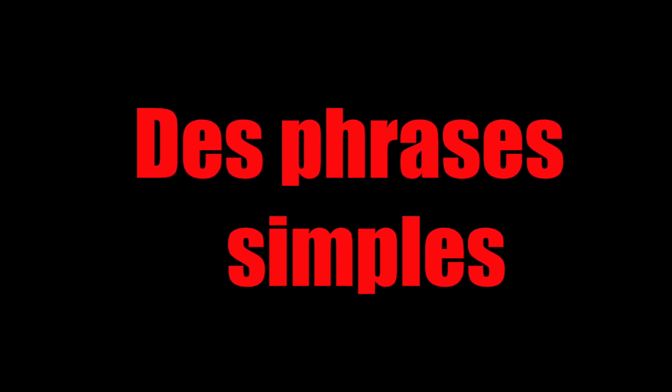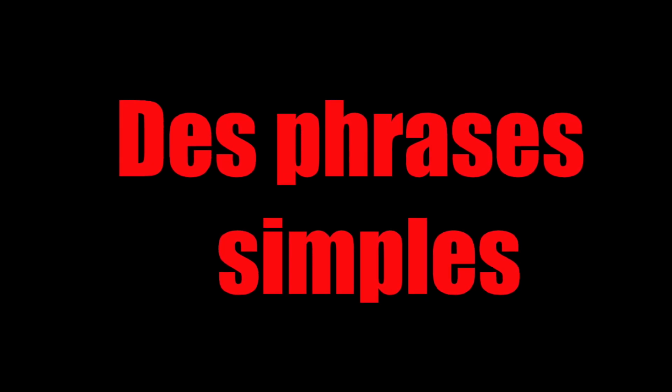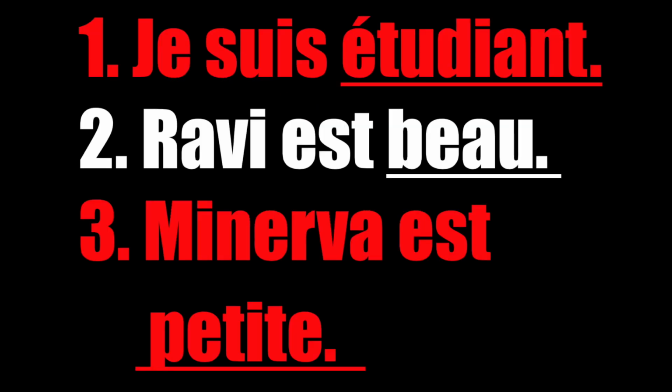The problem students are facing is how to make simple sentences. In French you can say des phrases simples. First we are going to do the verb, or you can say auxiliaire être, which means to be, or simply said, is, are. Now you see three sentences.